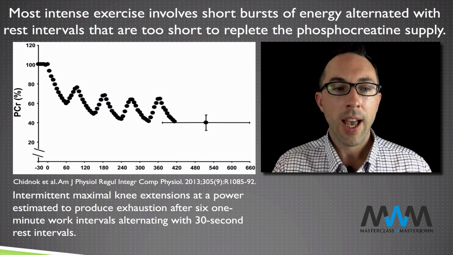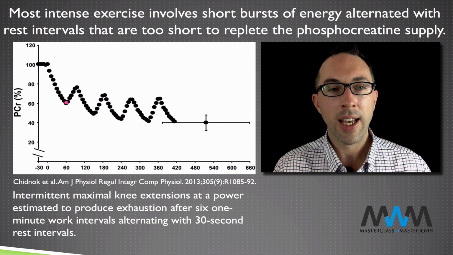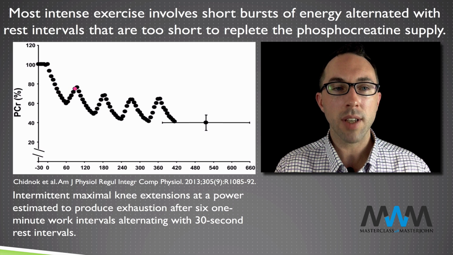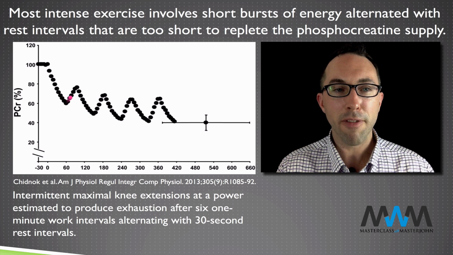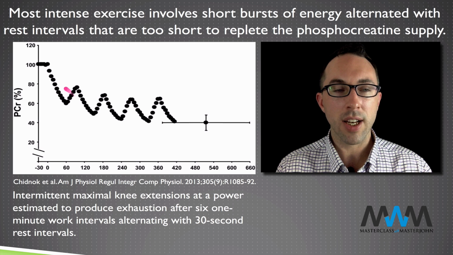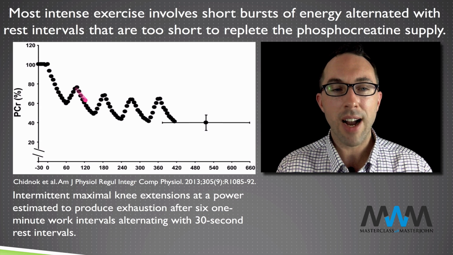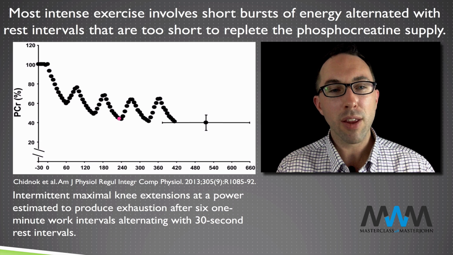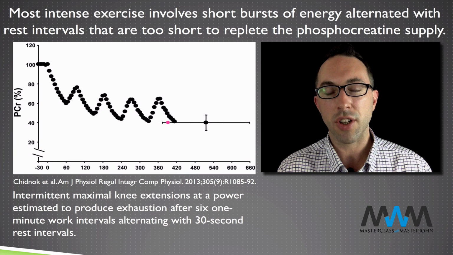And you see that in each 1-minute interval, you have a big decline in phosphocreatine. During each 30-second recovery period, it goes up. During each work period, it goes down again. But you never have enough recovery in 30 seconds of rest to get up. So what happens after 6 cycles to produce exhaustion is that your creatine goes down, only partially recovers, goes down even further, only partially recovers, goes down even further, and then by the 3rd cycle, you're really nearing that 40% level that's going to produce exhaustion.